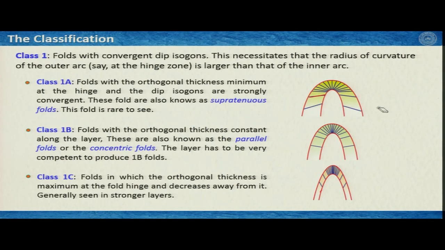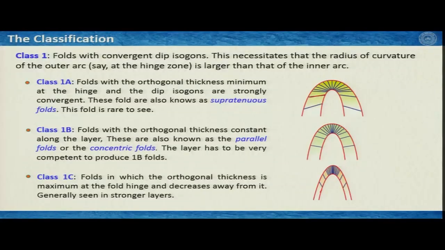Now, the class 1A folds are also known as supratenuous folds. However, these kinds of folds are rare. We hardly see them in nature. Class 1B folds are also known as parallel folds or concentric folds, because their curvatures are arranged in such a way that they are always parallel to each other. And generally, class 1B folds we mostly see in very, very competent layers. So, if the layer is extremely strong compared to the surrounding layers, then we see class 1B folds.